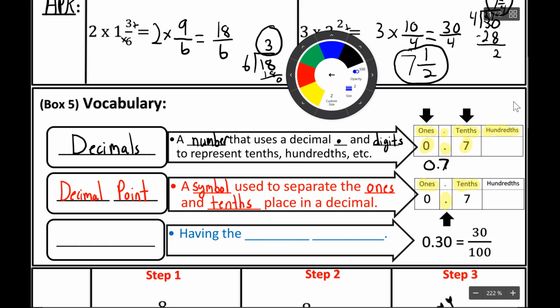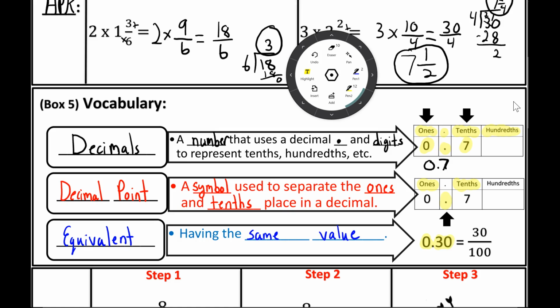And lastly, our last vocabulary word is going to be equivalent. This shouldn't be new to you. You should know what equivalent means. Equivalent means having the same value. For example, if I look over here to my right, I have 0.30, and this is equal to 30 over 100.